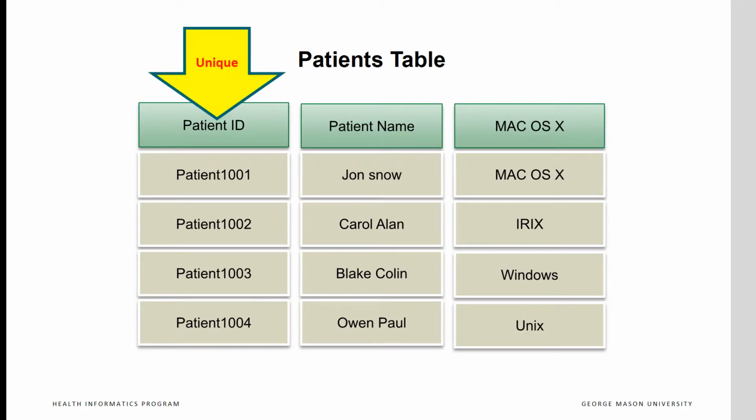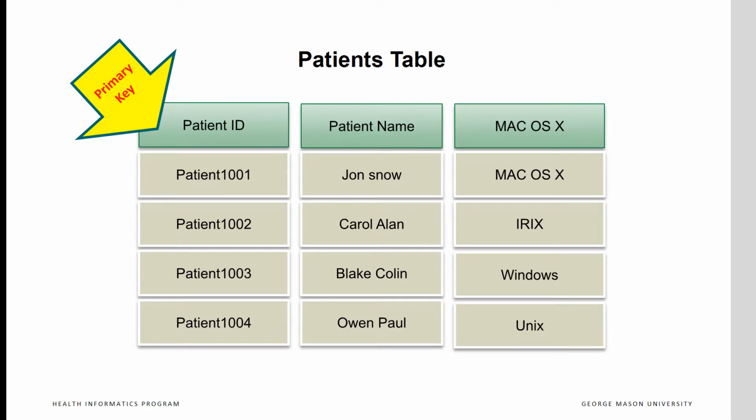If we're trying to refer to one of these patient records, two patients may have the same name or use the same operating system. The only field that shows a unique patient is the patient ID field. There are no duplicates allowed in the patient ID field. A field that uniquely identifies all entries in the table is also called a primary key. Every table provides information about the records identified by its primary key.